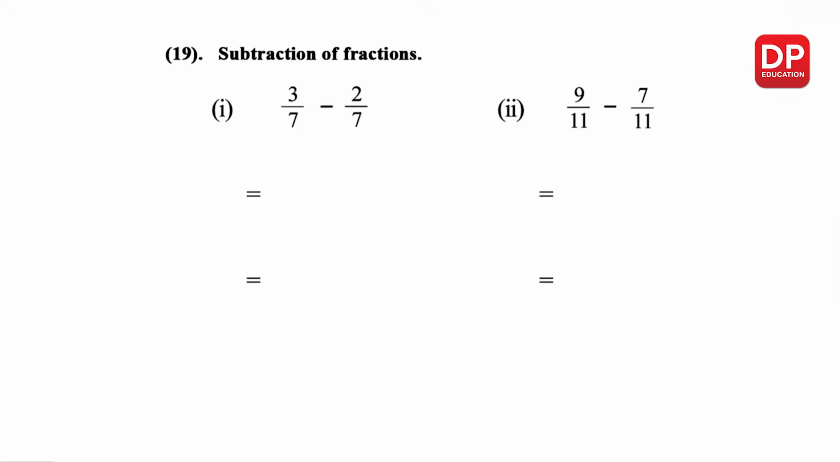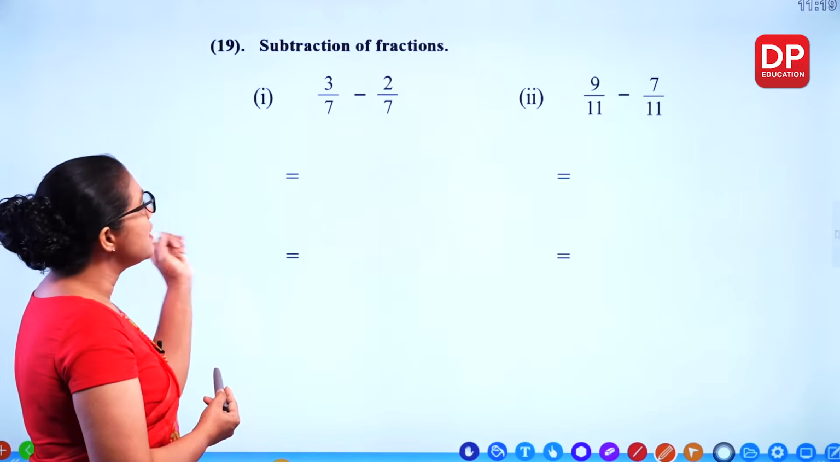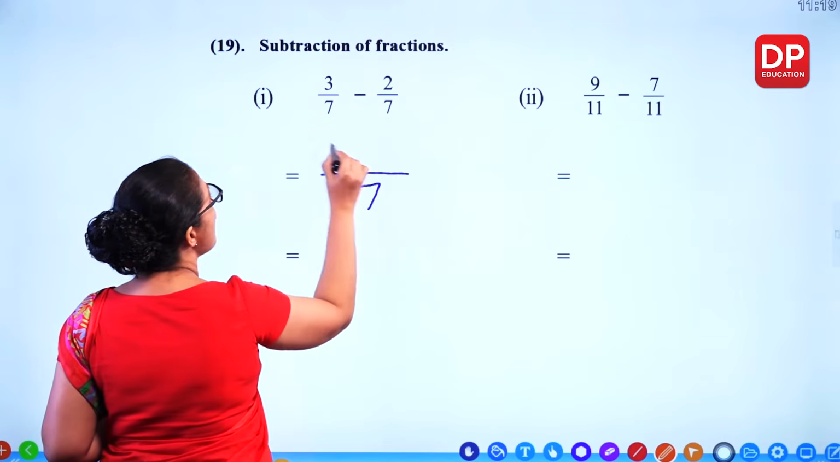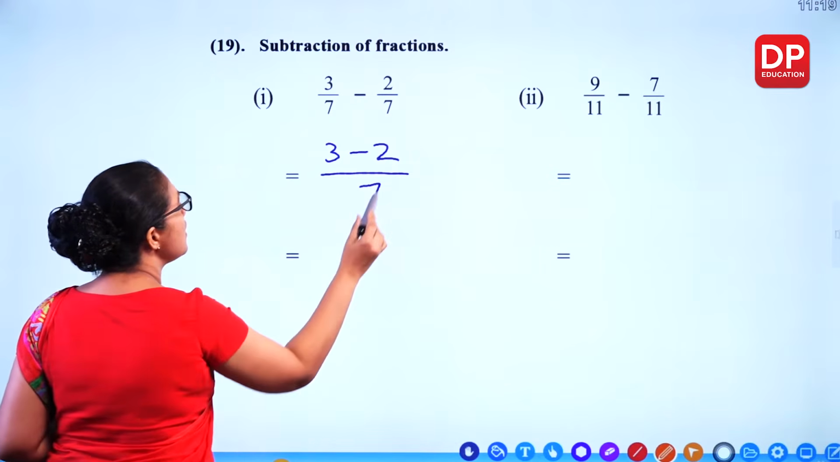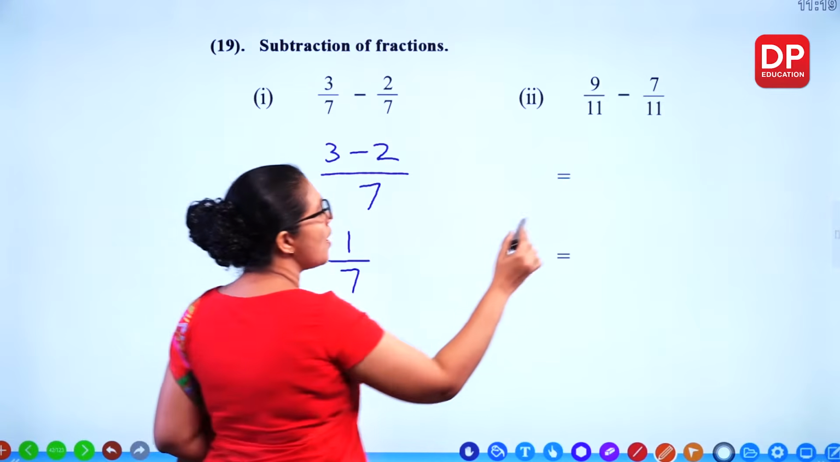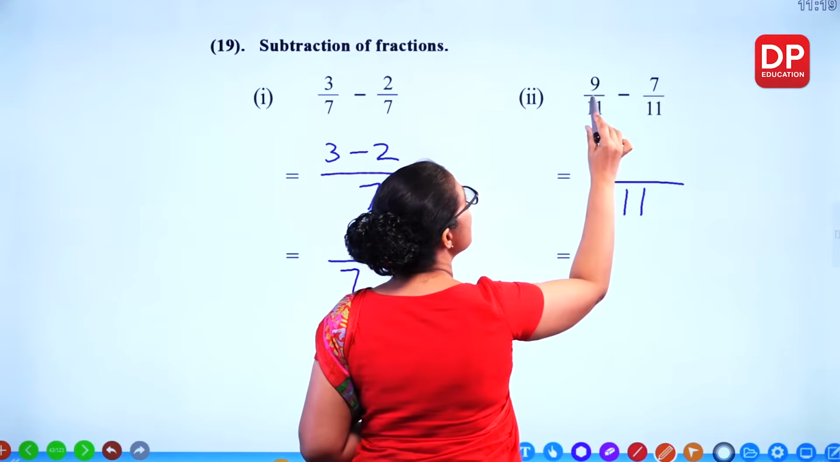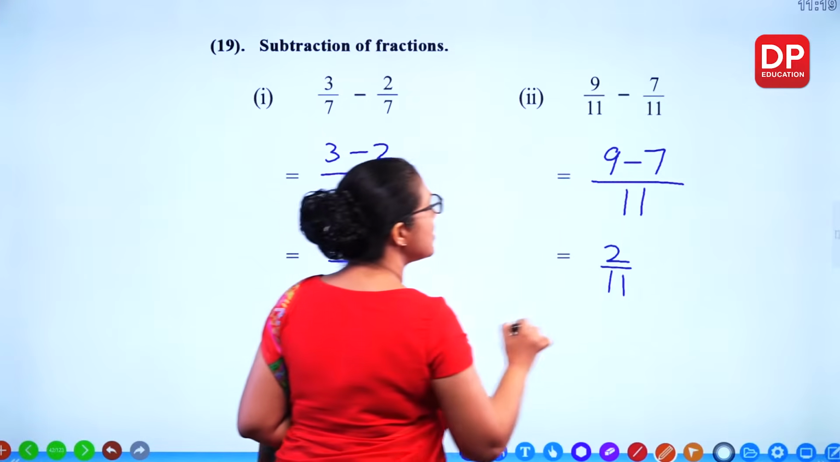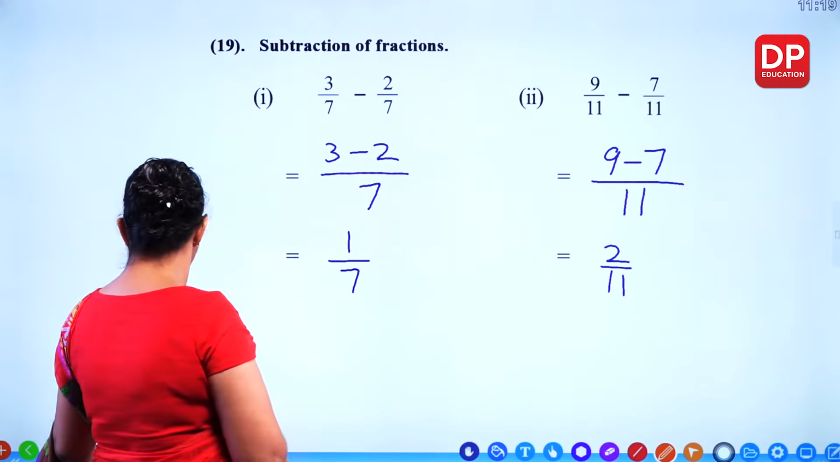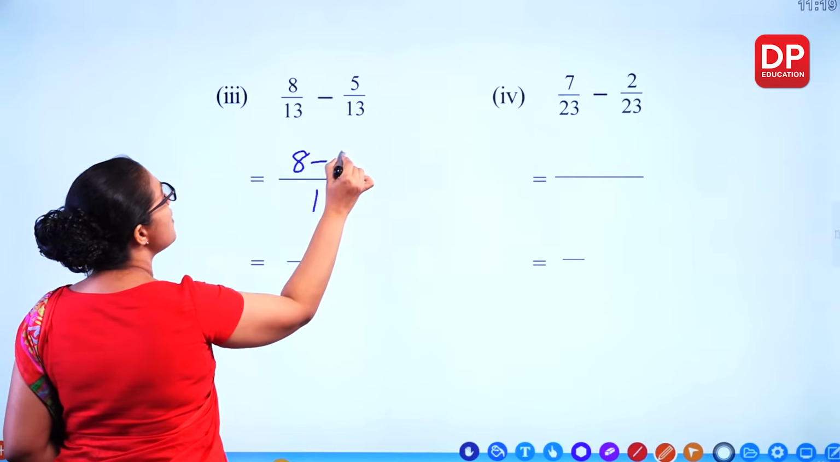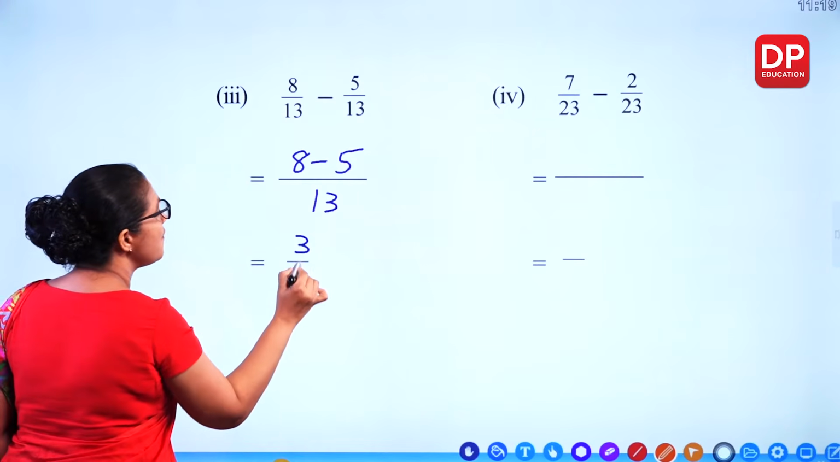Subtraction of fractions, you can do the same thing. When the denominators are the same, you can just subtract the numerators. 3 minus 2, you get 1. This one, you can do the same thing. 9 minus 7. 9 minus 7 is 2. Same denominator, you can subtract the numerators. 8 minus 5 is 3.